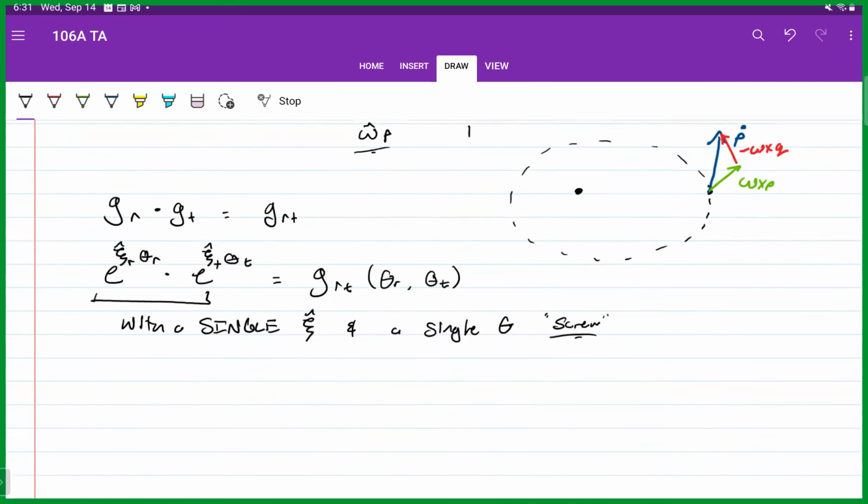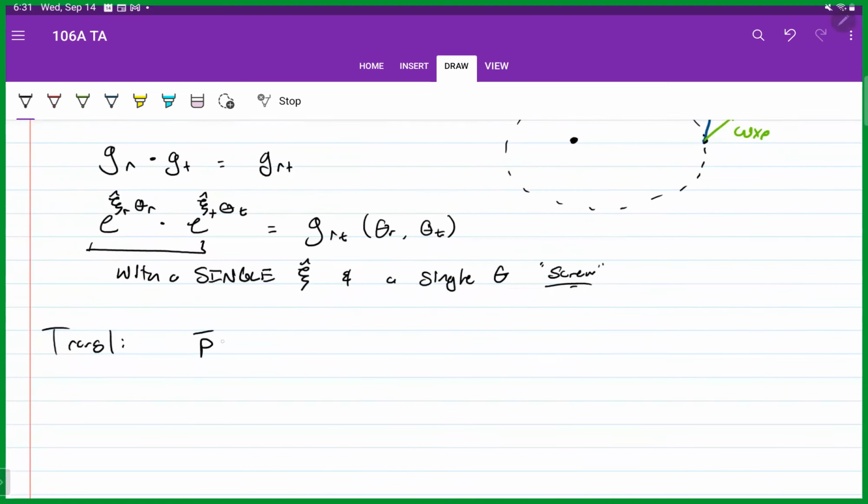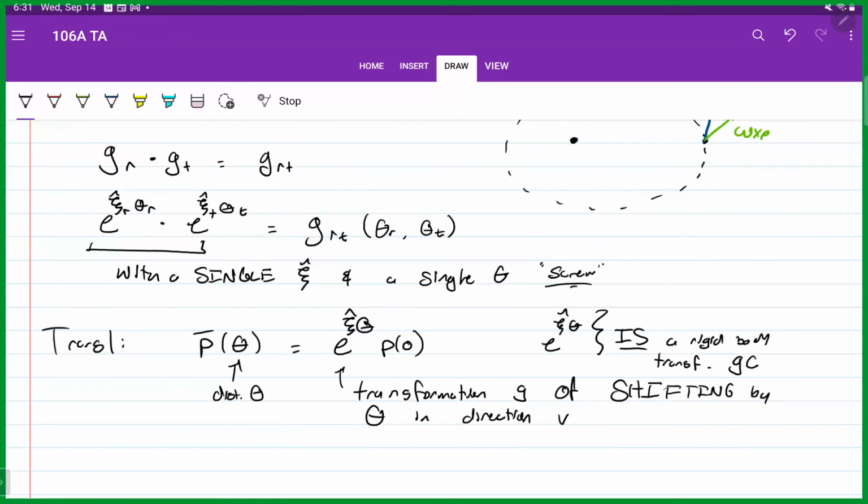Yeah, that's right. So when we do translation, we ended up finding P at some distance theta is equal to E to the xi hat theta times P at the distance 0. And what that means is that this is the transformation G of shifting by theta in direction V. So this E to the xi hat theta is a rigid body transformation G in SE3.